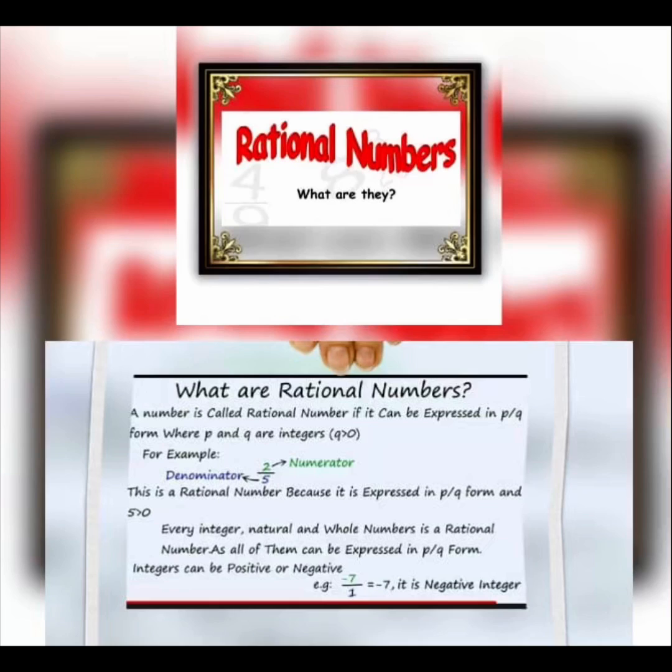A number is called a rational number if it can be expressed in p upon q form, where p and q are integers and q is always greater than 0. Every integer, natural and whole number is a rational number. There lie infinite rational numbers between two rational numbers.